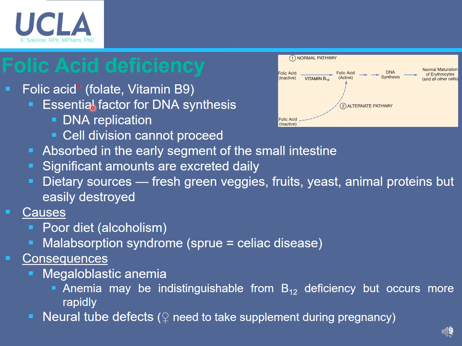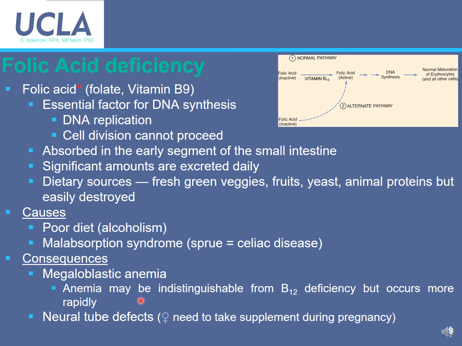The causes of folic acid deficiency are poor diet or malabsorption syndromes such as sprue or celiac disease. And also, in pregnant women, it's important to give supplements of folic acid because deficiency in folic acid may lead to neural tube defects. So every pregnant woman receives folic acid supplement during their pregnancy for that reason. The consequence is megaloblastic anemia, so enlarged size of red blood cells.